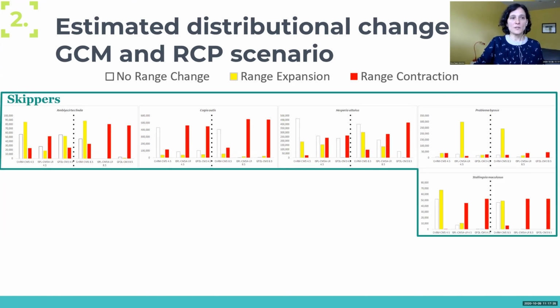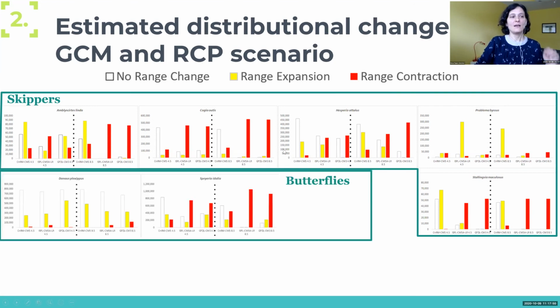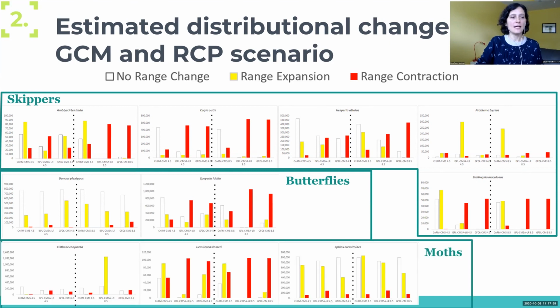Here are the skippers. Again, we see a variation. In this case, we see large range expansion for 3 species, and then we see large range contraction for 2 other species. We do the same for butterflies. 2 examples, quite opposite projected patterns. And then here are the moths. Again, we see variation in terms of range expansion versus range contraction.